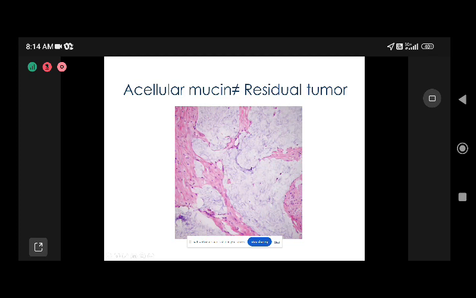These are the specimens we sometimes find on resection. This may be full of acellular mucin, but it is showing no viable tumor cells. So that is not regarded as residual tumor. Acellular mucin alone without any viable tumor cells is not regarded as tumor. It is regarded as a complete response.